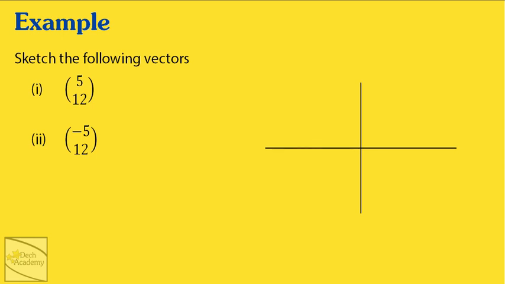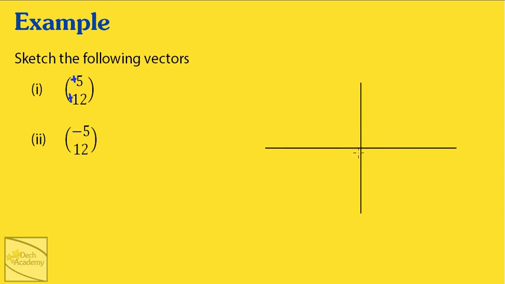In this video, we're required to sketch two vectors. The first vector has an x component of 5 and a y component of 12. To be more specific, positive 5 and positive 12. So how do I go about sketching this vector on a Cartesian plane?